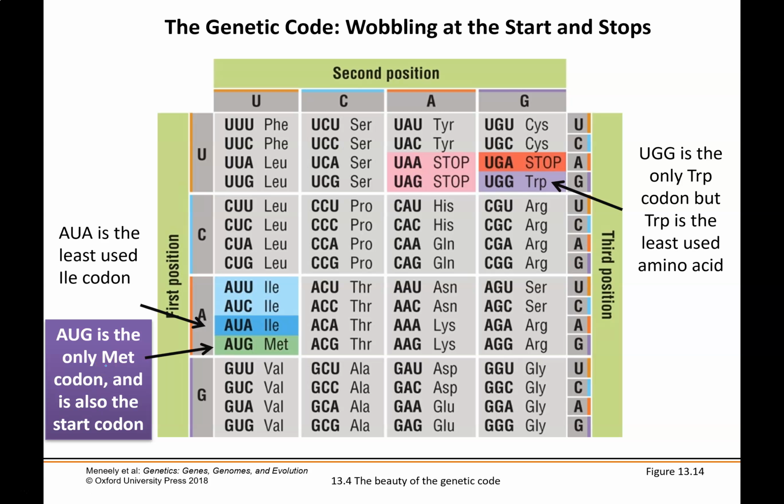So this is just another summary. AUG is the only methionine codon. It's also the start codon. And then, of course, we've got our other stop codons. Tryptophan, which is wobble related to one of our stop codons, is the least used amino acid. Also, interestingly, this codon here, isoleucine, is the least used isoleucine codon. Not really sure why. Possibly some advantages to not being able to wobble into a stop codon. Possibly related to the advantage of having multiple stop codons instead of having another tryptophan codon. I'm not really sure about the isoleucine.